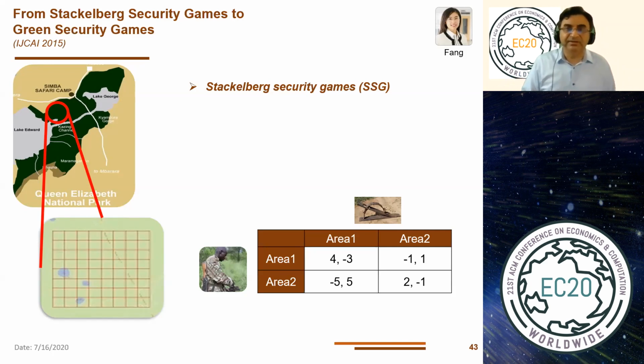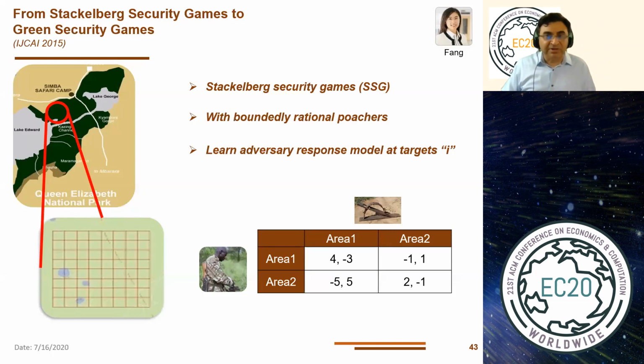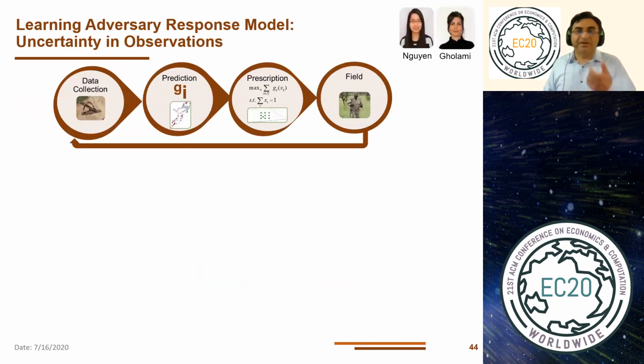One key difference with previous work, which had focused a lot on fully strategic adversaries, is that here with poaching, we are faced with boundedly rational poachers. We're trying to learn an adversary response model at each target based on the data that's available. So we're going to take the data, make predictions on adversary behavior, and then solve a game and then deploy the generated patrol strategies in the field.